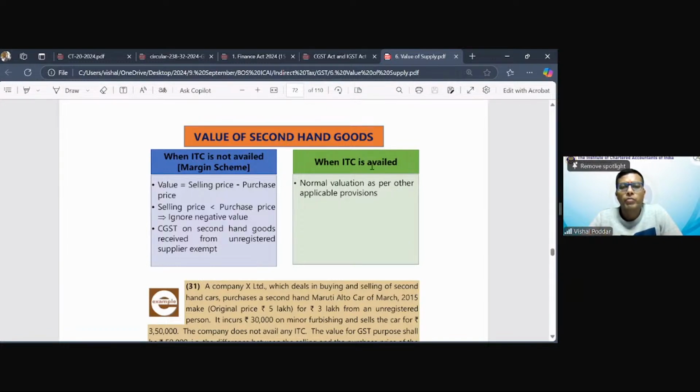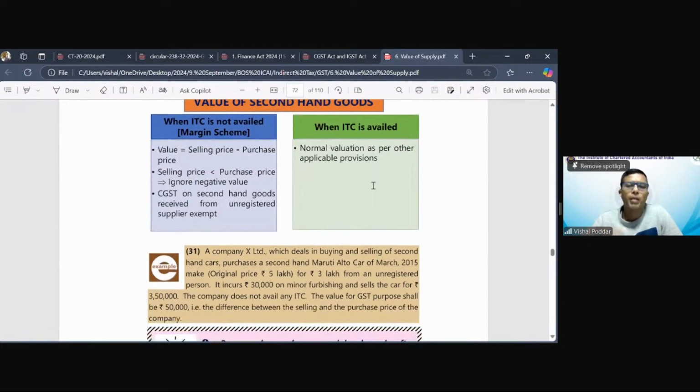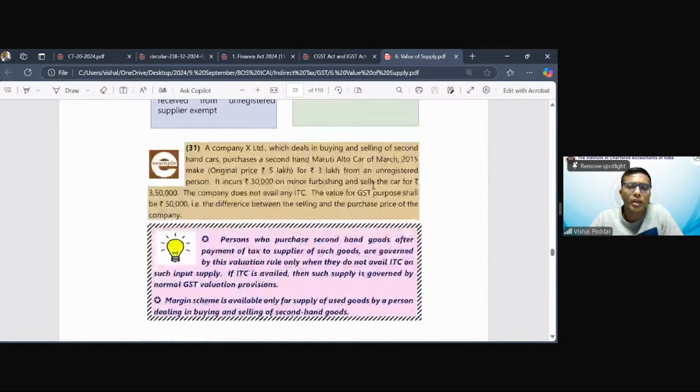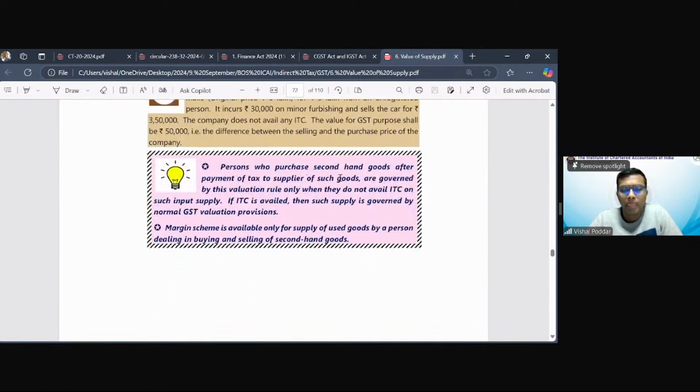When ITC is availed, that is, you are selling second-hand goods, but you want to avail ITC. In that case, valuation as per normal provisions will be applicable. You will calculate GST on the entire sale value.